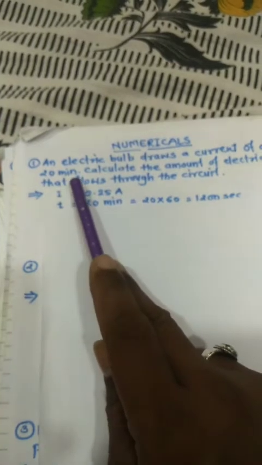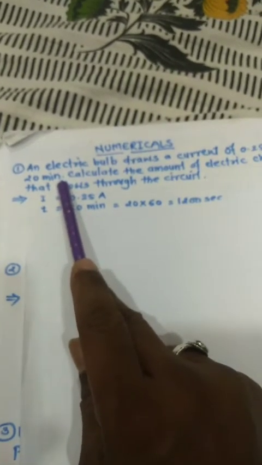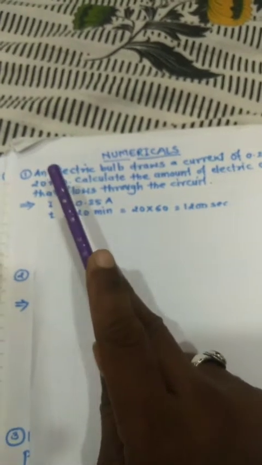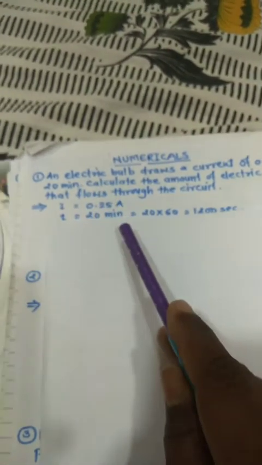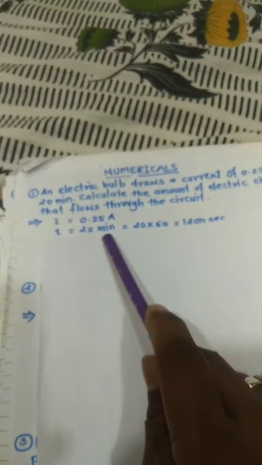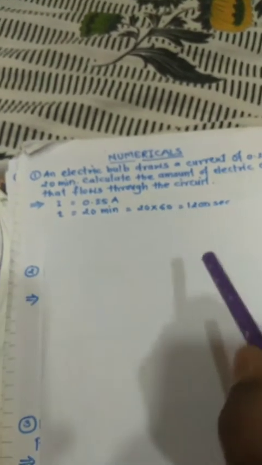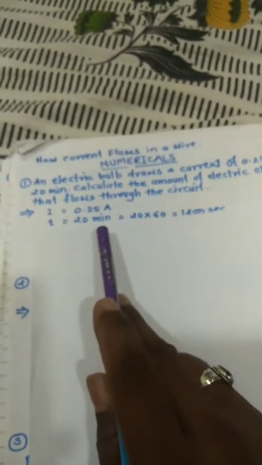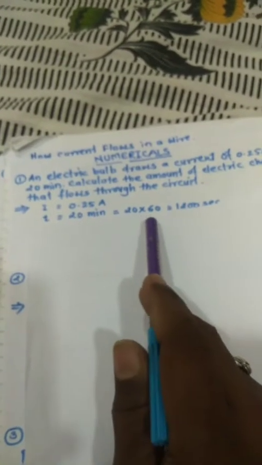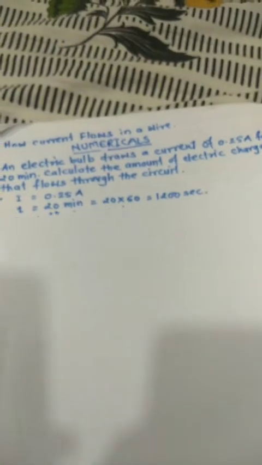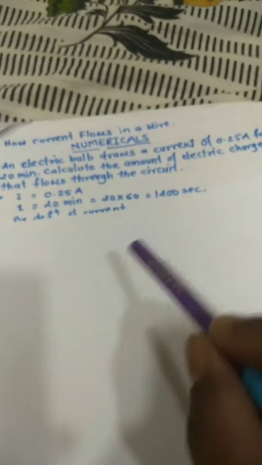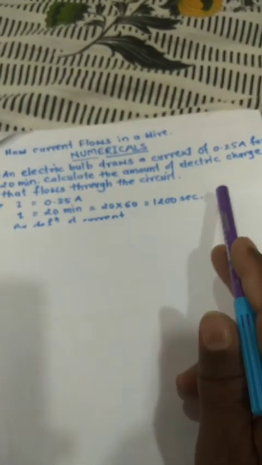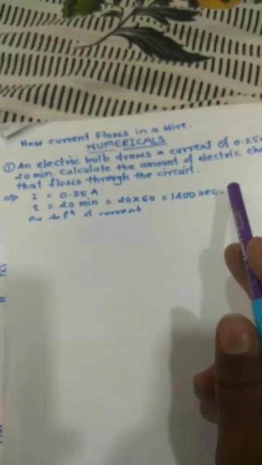But time is given in minutes and the SI unit of time is second, so we have to convert the minutes into seconds. How to convert? 1 minute equals 60 seconds. Therefore 20 minutes equals 20 into 60 seconds, that is 1200 seconds. Now we have to find the amount of electric charge, which means Q has to be found.